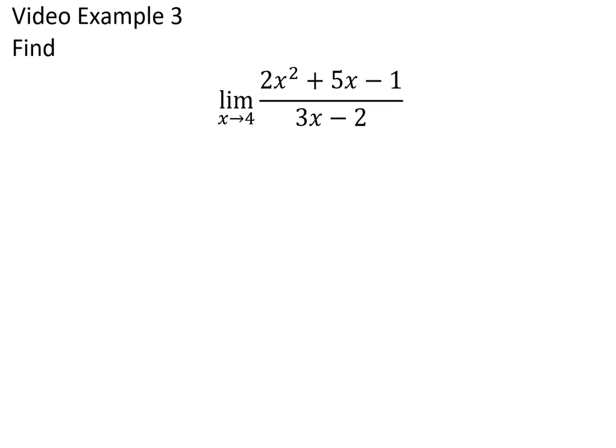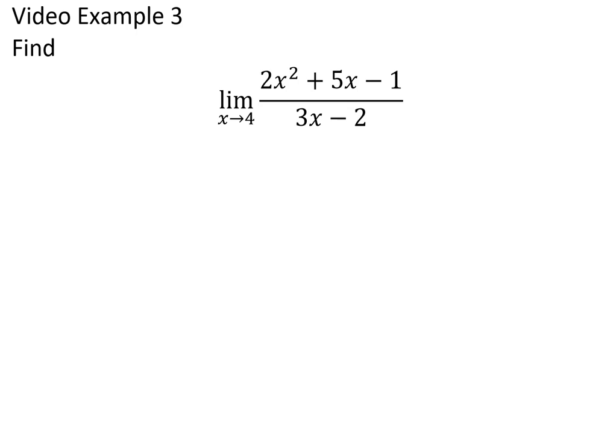For video example 3, we notice that this is the limit of a rational function, and in the numerator and denominator, those are both polynomials. And let's just check, if we're doing the limit as x approaches 4, we have to make sure that when we plug in 4 to that denominator, it does not make 0. And it doesn't.